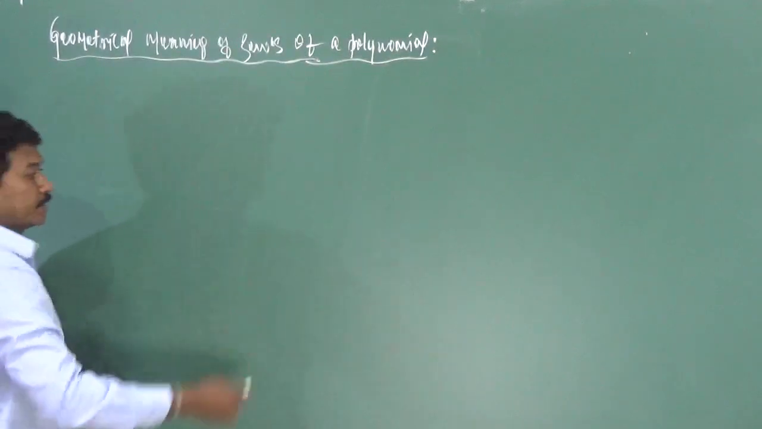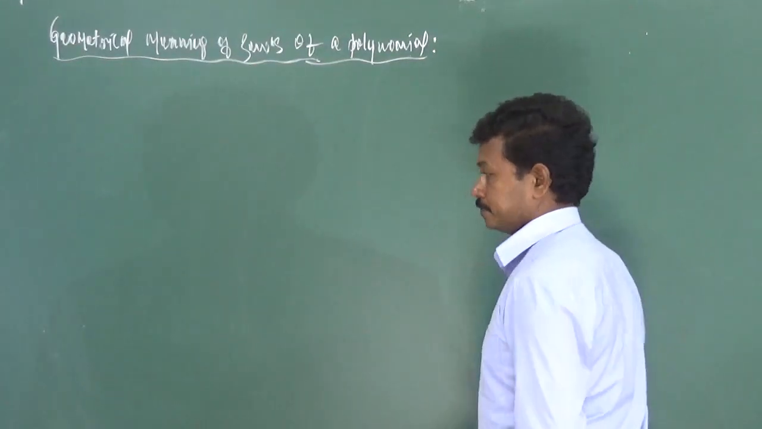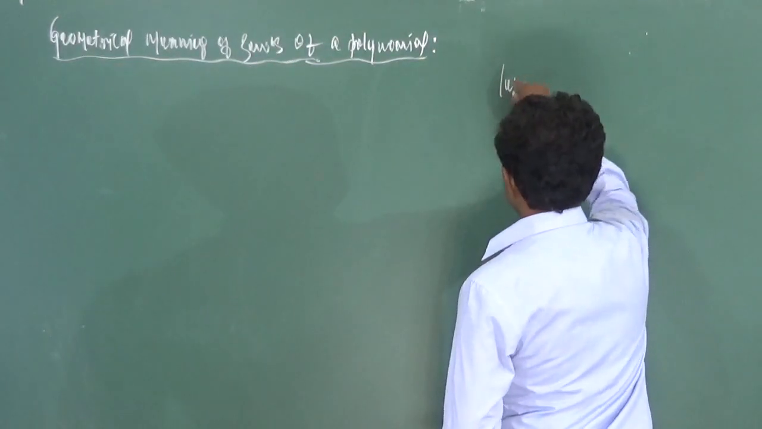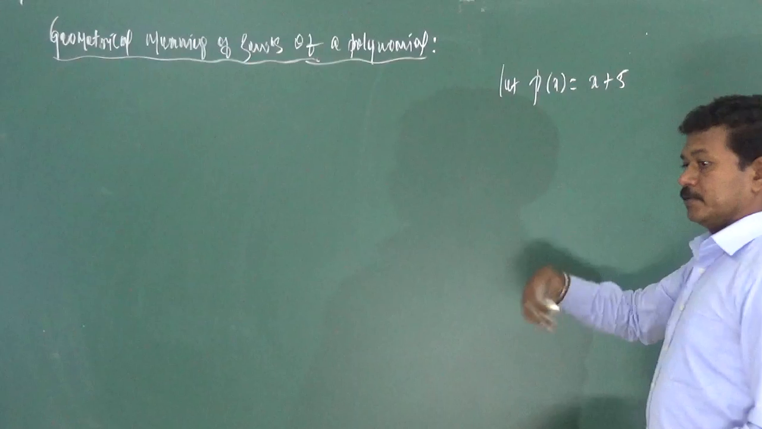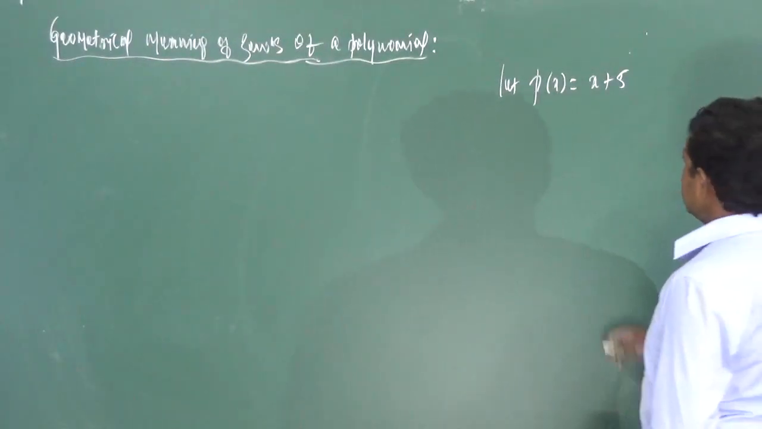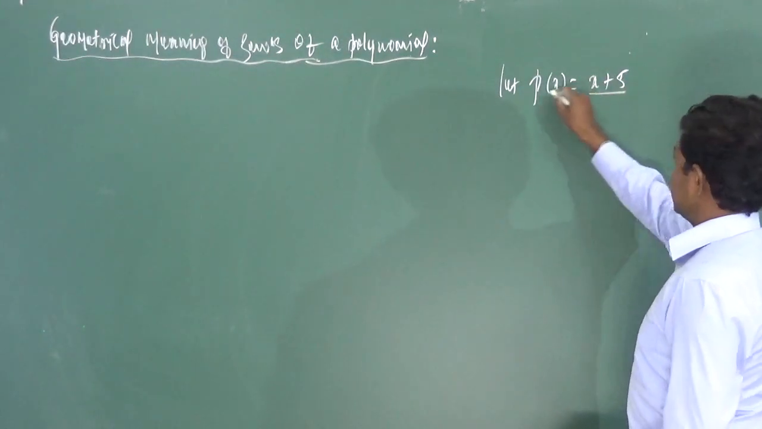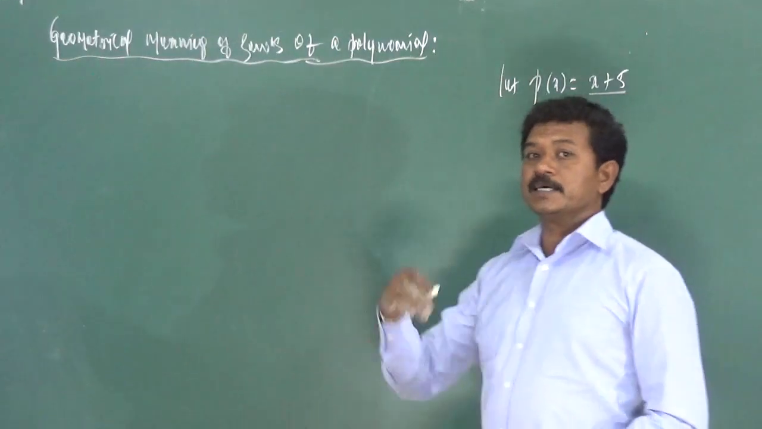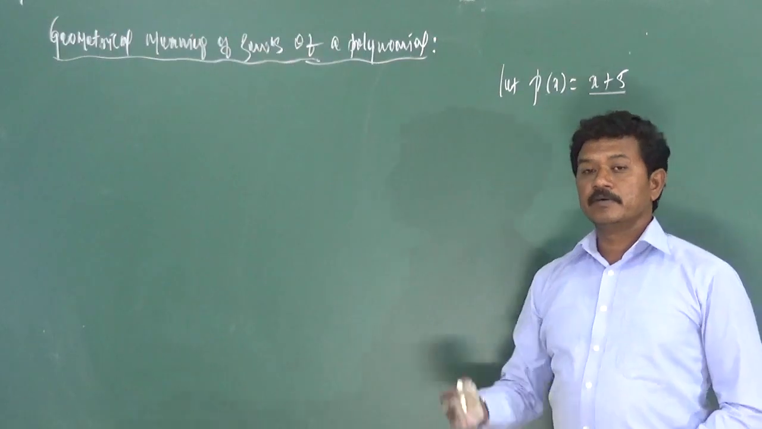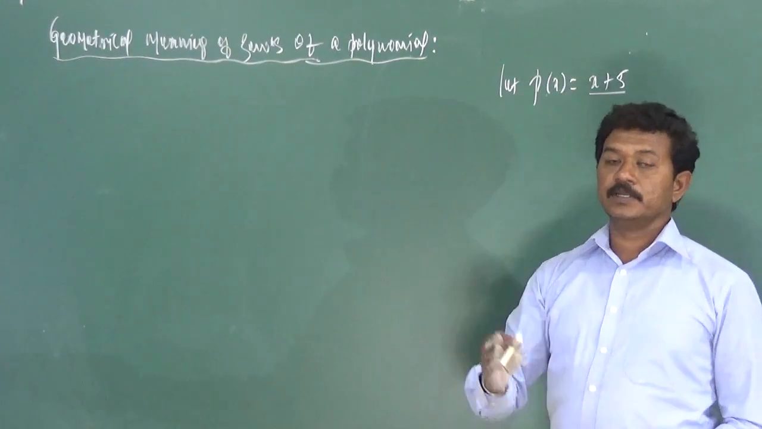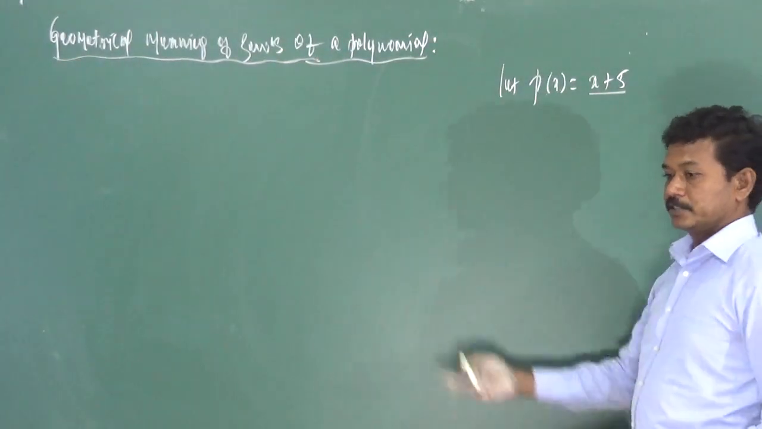Now I will take a simple polynomial, a simple linear polynomial. From that we will start. For example, let p of x is equal to x plus 5. So for this x plus 5, that is p of x, we will draw a graph. In your 8th standard class, you have learned that when we draw a graph for a linear equation, you are going to get a straight line. So now also we are going to get a straight line.